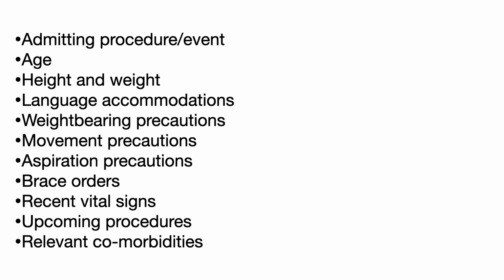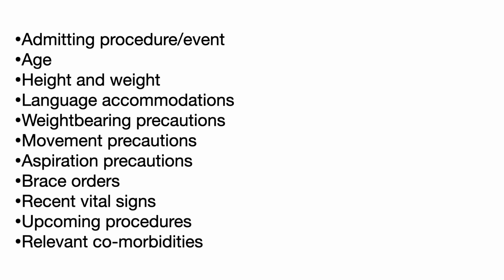These are a couple of the things that I made sure to note when I was looking through the chart before I would go into an encounter. The first of which is make sure you know what their admitting procedure or event was. You should also keep note of their age, their height and weight, as this can be important when you're thinking about what assistance you might need when doing transfers. You should also make note of any language accommodations there may be. You should make note of any weight-bearing precautions, movement precautions, aspiration precautions.